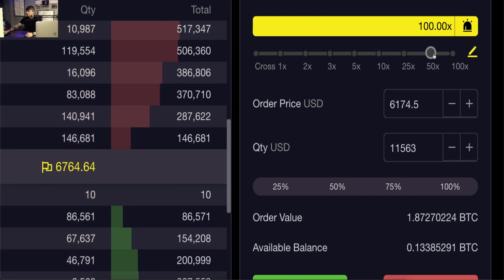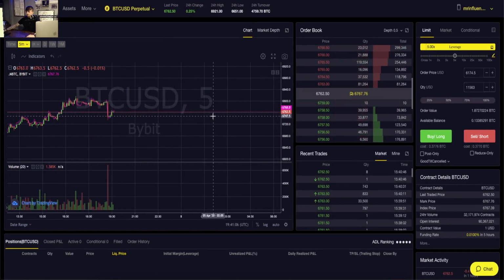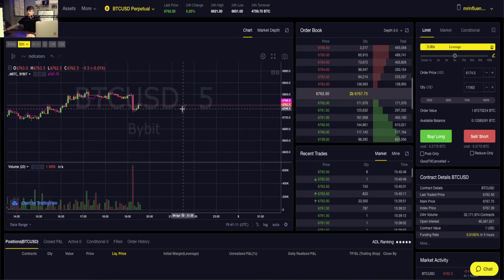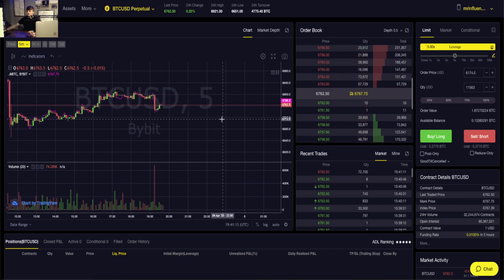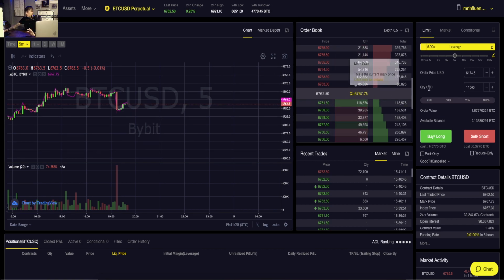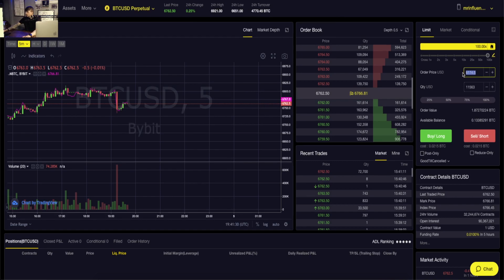So let's just say you're gonna go. We can now zoom out. So we're looking at the graph right now, and just from me looking at this, let's just say I think it might go down. So we want to short sell it. Just for an example with this, just so you guys can see how risky 100x is, we're gonna do 100x.